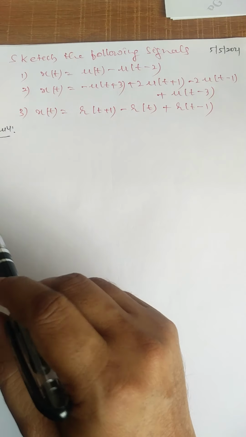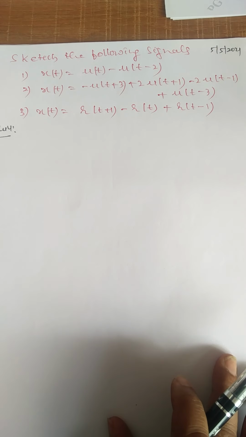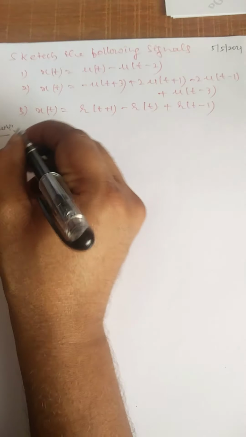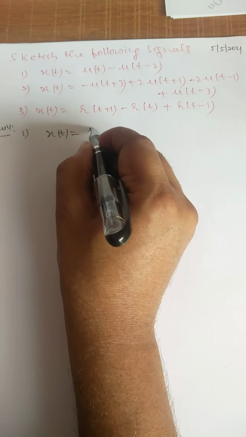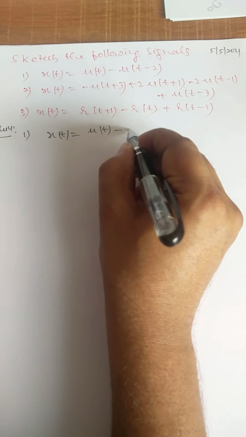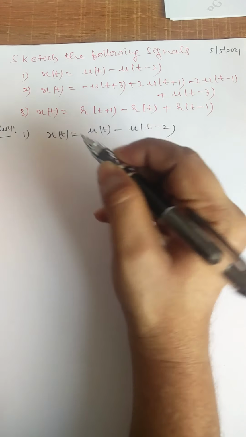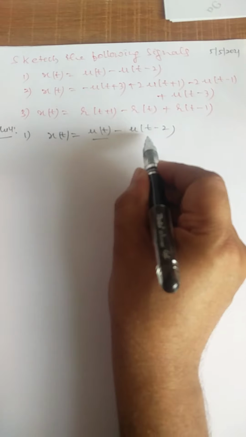And we have two basic signals here. u of t is a unit step function and r of t is the ramp function. First problem is x of t is equal to u of t minus u of t minus 2. First we need to sketch each signal.